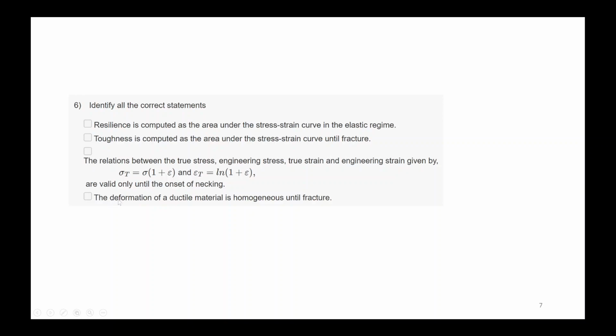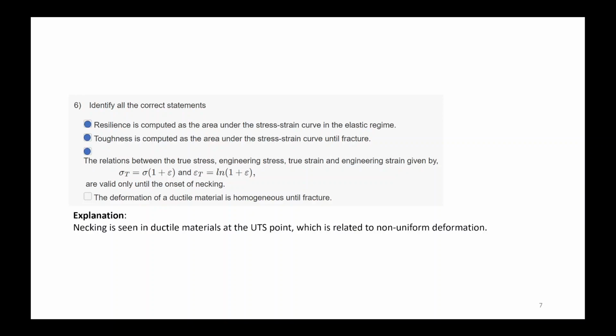And the fourth option is, the deformation of a ductile material is homogeneous until fracture. This statement is incorrect. After necking starts, there will be a drastic decrease in cross section in a localized region. So it's not homogeneous, it is non-uniform deformation after the UTS point.